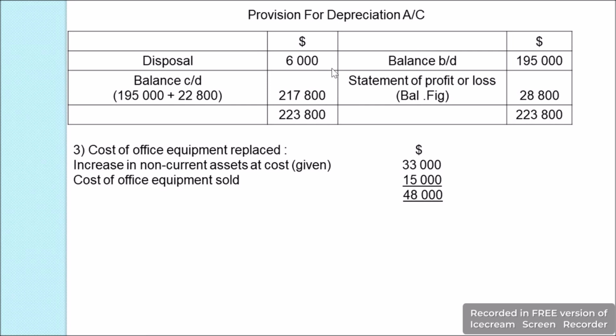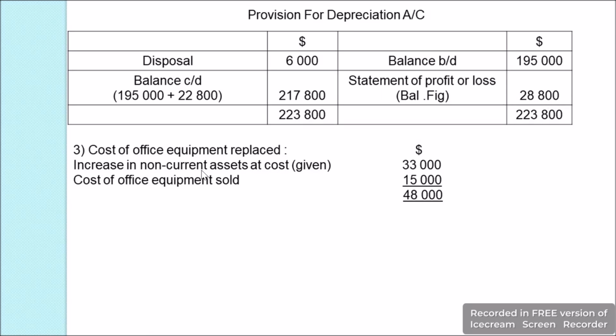Now when we total this side, debit side, that is, we'll get the total of $223,800. From this, if we subtract $195,000, the balancing figure will be the depreciation charge for the year, and that will be $28,800, and this will be added in the operating activities.